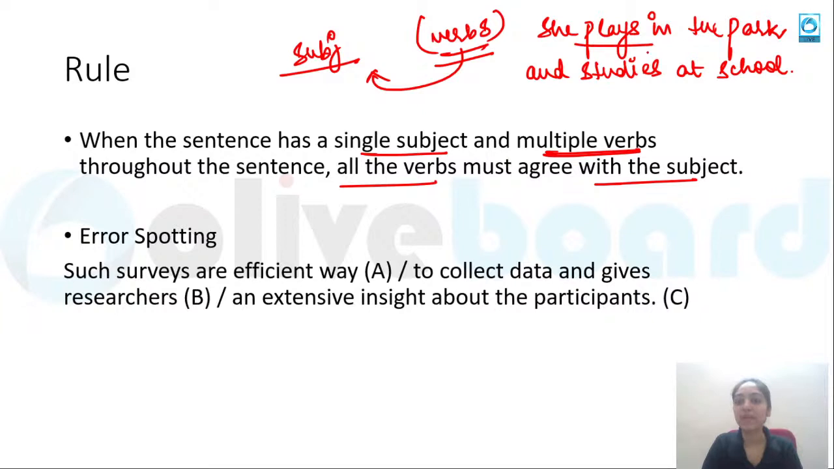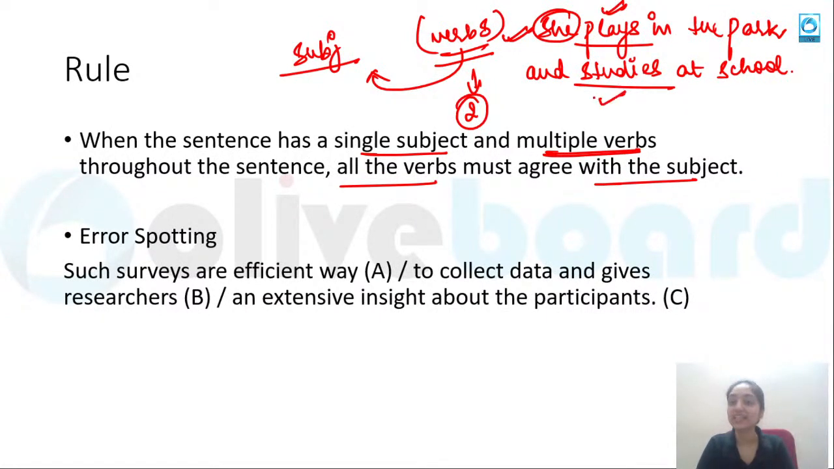So notice here, plays and studies. These are two verbs. The subject that is used in the sentence is only one. So one subject is mentioned, but there are two verbs, multiple verbs present in the sentence. Both these verbs are agreeing with the subject. That is, if the subject is singular, which is the case here, both the verbs that are used in the sentence are singular.